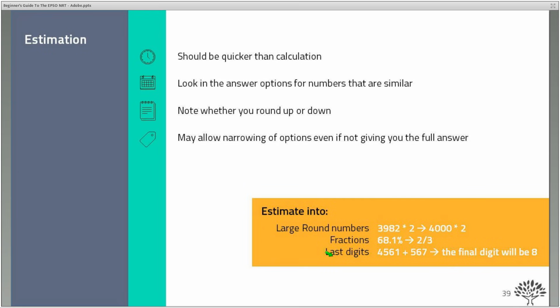And something that's less frequently useful, but can still be very useful in particular questions, particularly with addition and subtraction, is using the last digits. In this example, we know that 1 plus 7 equals 8, so we know our last digit for this sum is going to be 8. Even if we can't work out the rest of the answer, that still might help us eliminate answer options and give us a good chance of picking the right answer from those remaining.